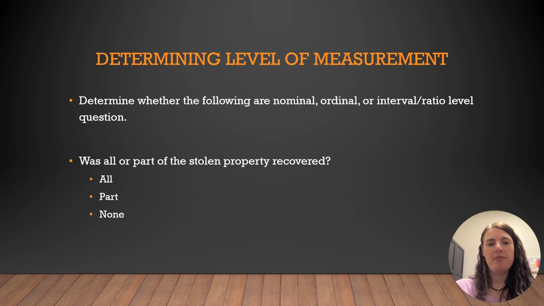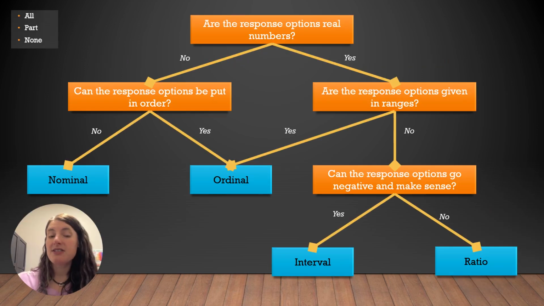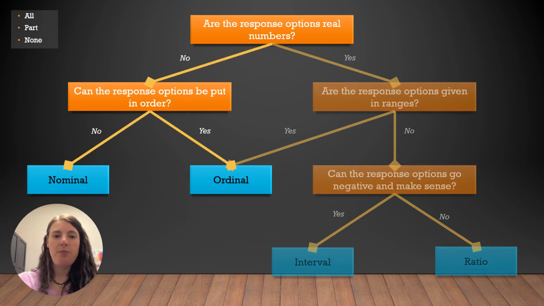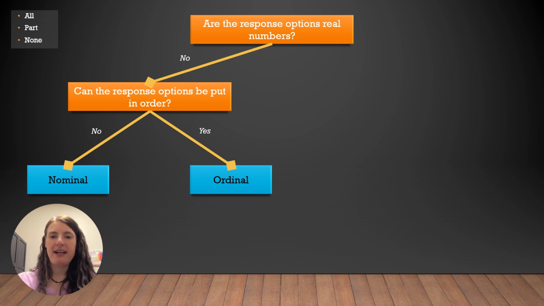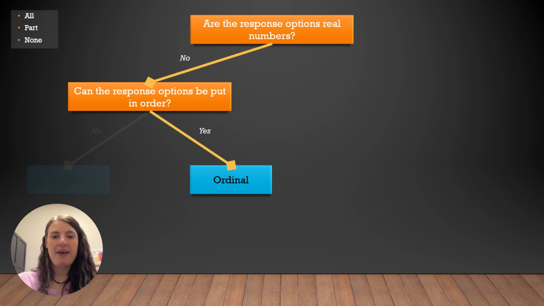It's an ordinal measure. Not too bad, right? Next practice problem. Was all or part of the stolen property recovered? Response options provided are all, part, or none. These options, are they real numbers? Nope. So we follow the path to the right again. Can the response options be put in order? Yes. If I get all of my property back, it's more than if I got only part of my property back, which is more than if I finally got none of my property back. And so we have another ordinal measure.